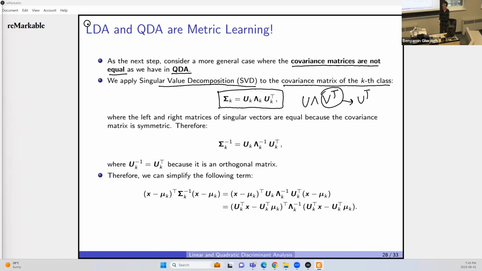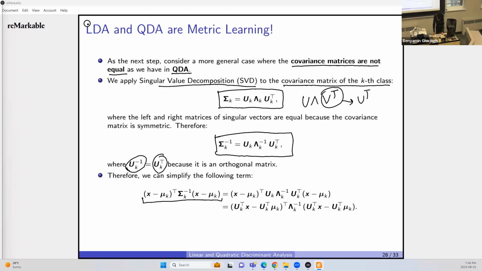Because sigma is symmetric, it doesn't matter whether you consider it as SVD or EVD. And then what happens? Sigma inverse becomes this, because inverse changes the order of multiplications. And also we know that U inverse is equal to U transpose because U is an orthogonal matrix. Therefore, we can simplify the following term.